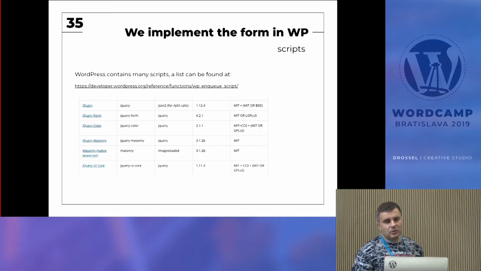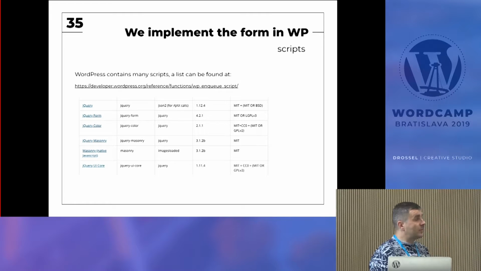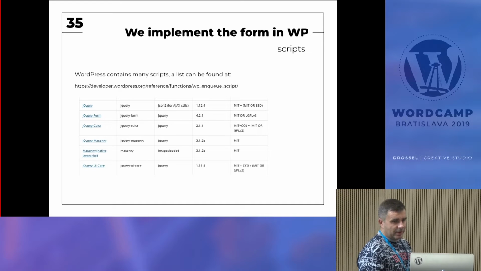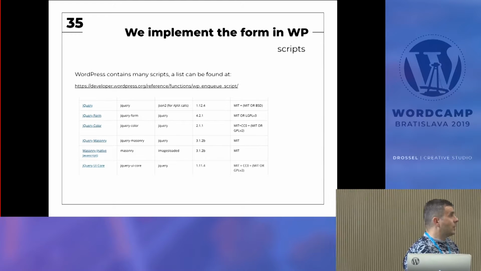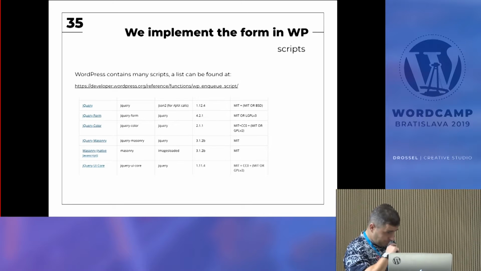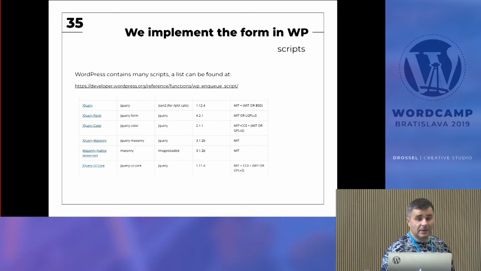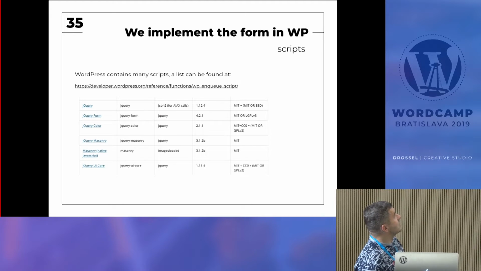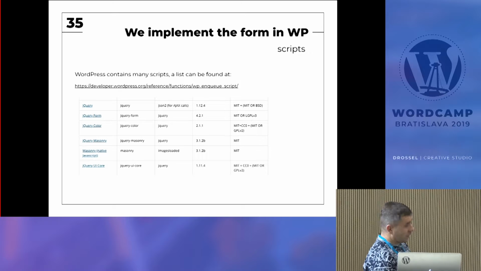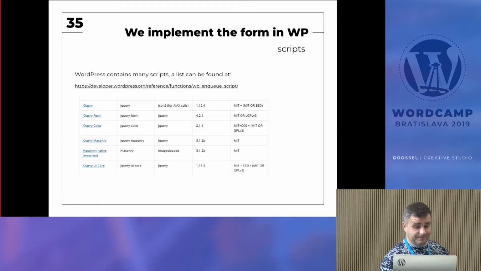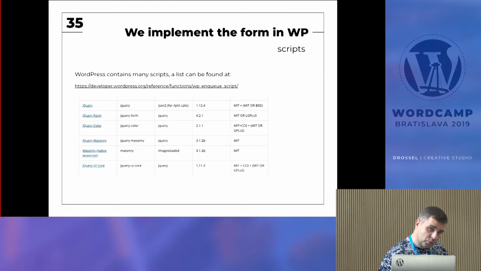So, we can use included scripts in WordPress. In this case, we use jQuery to call some Ajax and jQuery Form to grab some data from our form and communicate with the backend. And the list of the included scripts is under this link. WordPress has lots of very useful scripts inside. And how do we do this?